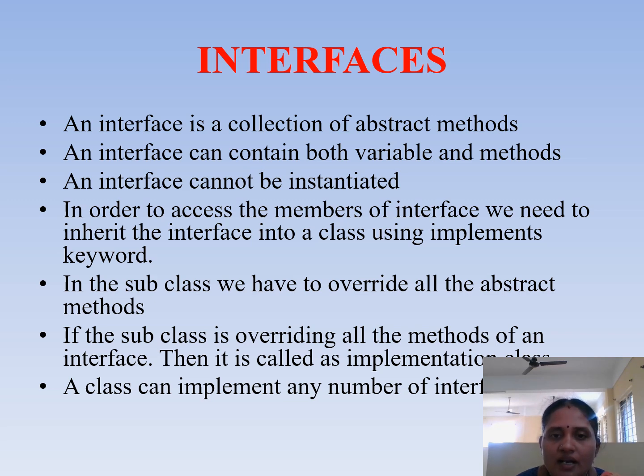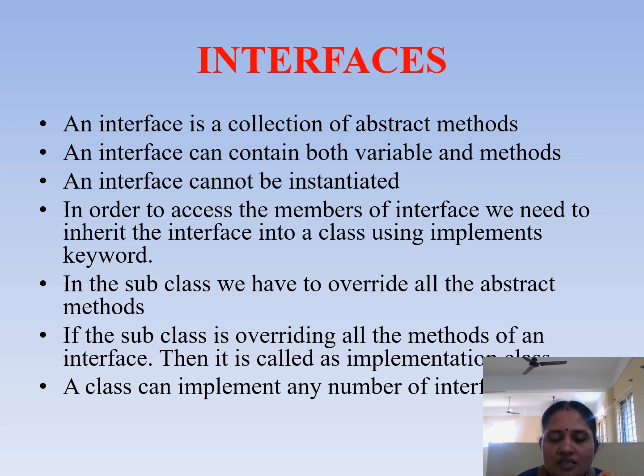An interface can contain both variables and methods. An interface cannot be instantiated, which means we cannot create a new interface object. In order to access the members of the interface, we need to inherit the interface into a class using the implements keyword. So how the interface is implemented in the program is using the implements keyword.